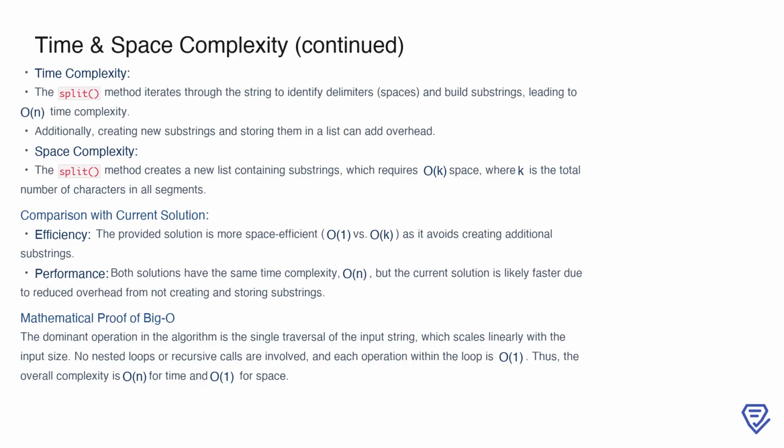This is in contrast to the current solution, which does not allocate memory for substrings and has a space complexity of 1. This makes the current solution more efficient in terms of memory usage. Mathematically, the current solution's time complexity is n, because it performs a single traversal of the string, and its space complexity is 1, because no additional memory is allocated.